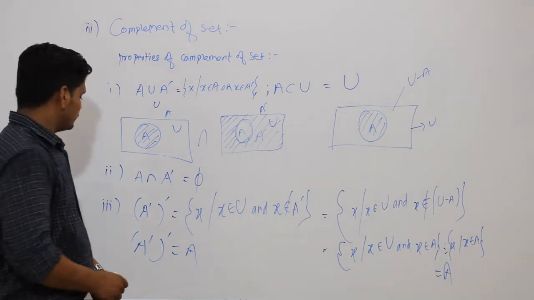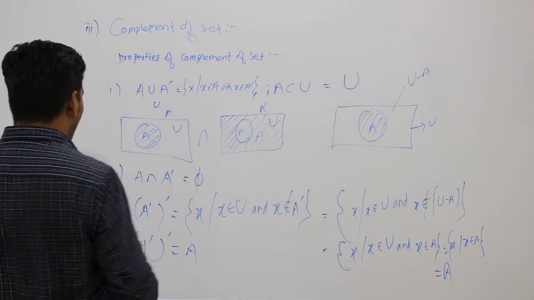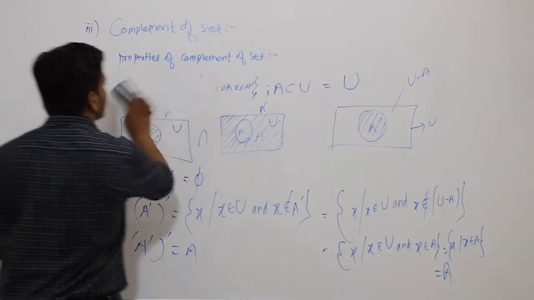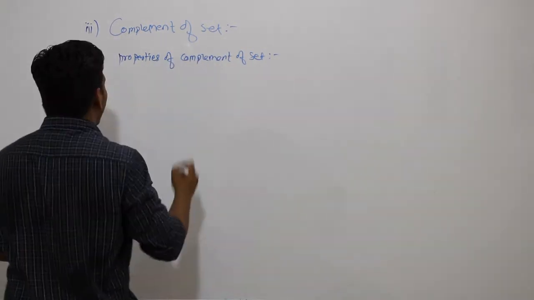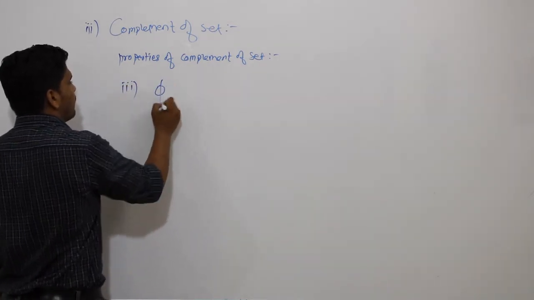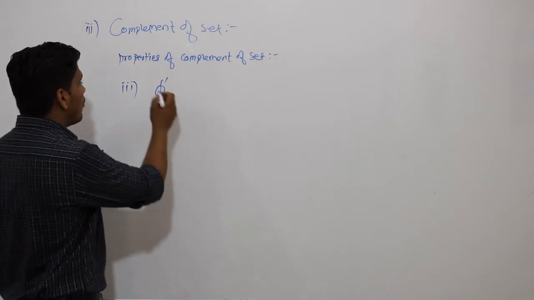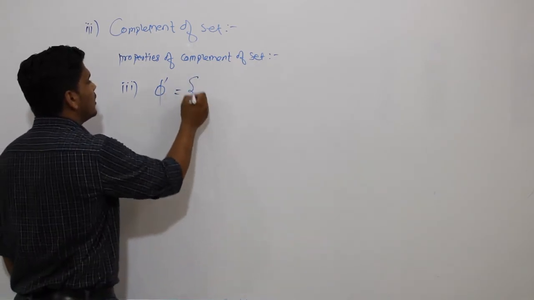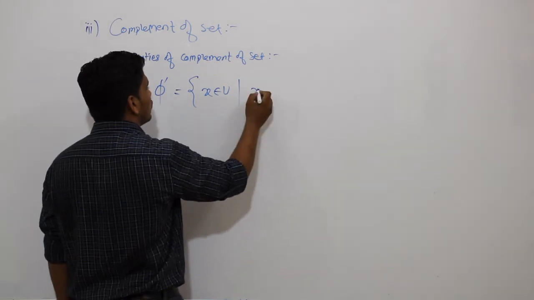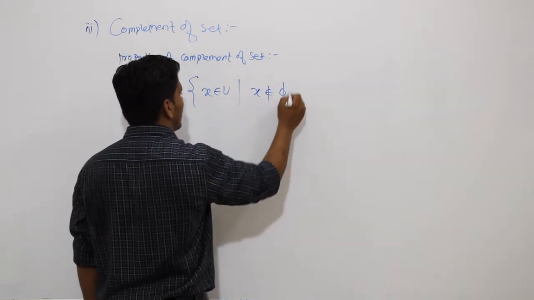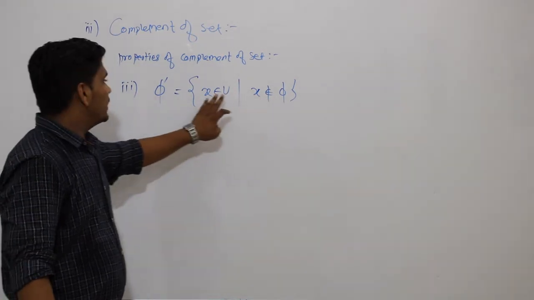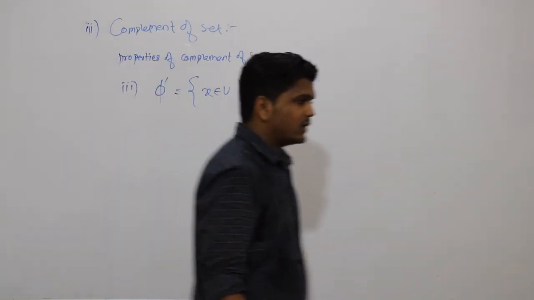This was about complement. Now I will consider the complement of the next set. I will take the complement of the third property, the complement of phi dash. I will take the complement of phi. What will it be? All X belonging to U such that X does not belong to phi. You will consider all those elements that are not in phi but in U. But what is the element in U? Phi.